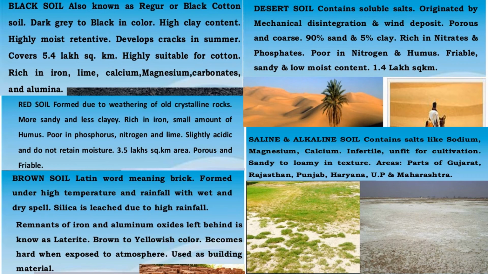Desert soil contains soluble salts originated by mechanical disintegration and wind deposit. Porous and coarse, 90% sand and 5% clay, rich in nitrates and phosphate, poor in nitrogen and humus, friable, sandy and low moisture content, 1.4 lakh square kilometer. Saline and alkaline soil contains salts like sodium, magnesium, calcium. Infertile, unfit for cultivation. Sandy to loamy in texture. Area: parts of Gujarat, Rajasthan, Punjab, Haryana, Uttar Pradesh and Maharashtra.